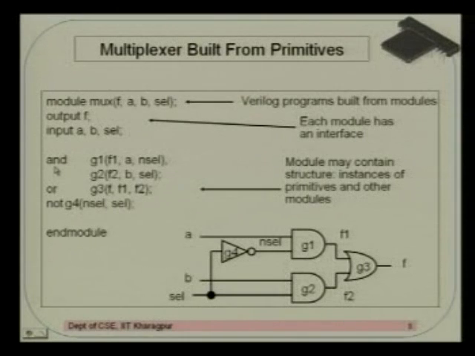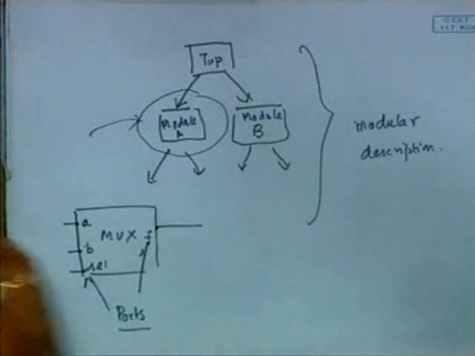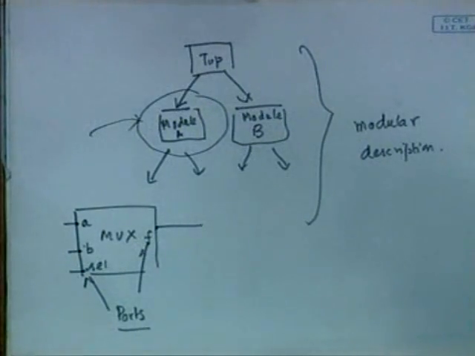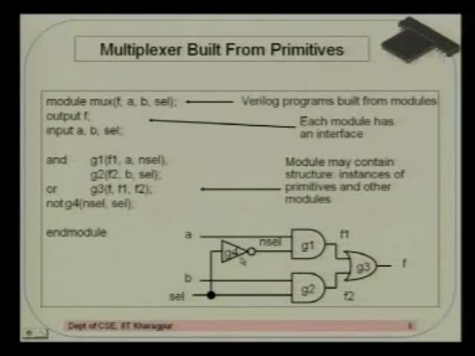Here what we have used are some constructs called AND gates, OR gates and NOT gates, because you have AND gates, OR gates and NOT gates in your design.